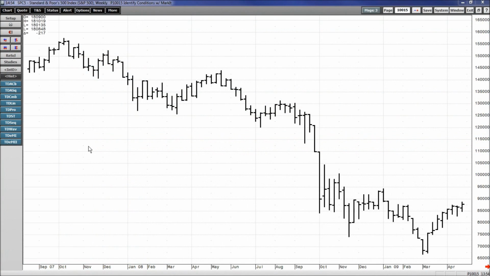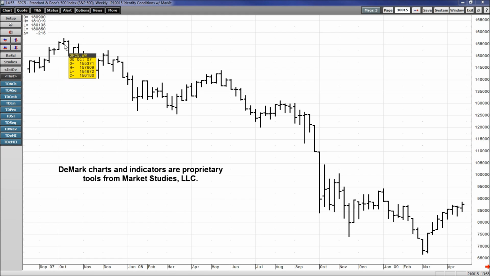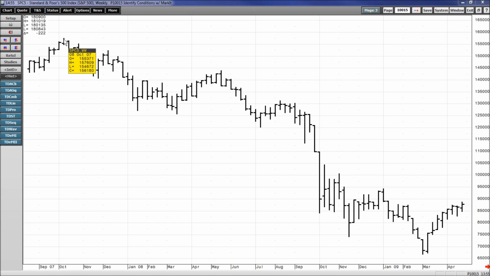This is a weekly DeMark chart of the S&P 500 index. DeMark charts and indicators are proprietary tools from Market Studies, LLC. This is your major bull market peak in October of 2007. And this is what we want to avoid. This is the 50% plus decline that finally bottomed in March of 2009.